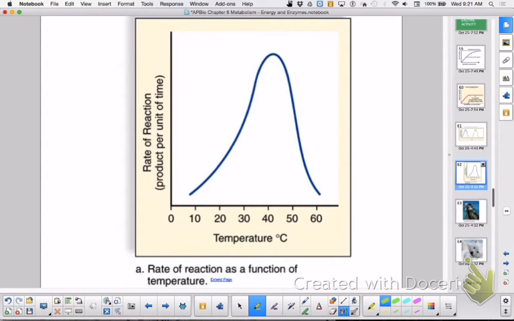Optimal pH, where the enzyme maintains its structural configuration and therefore its active site. Temperature. Typically, as the temperature rises, the enzyme activity rises up to a point until it denatures. And that's that sharp drop off you're seeing right here.